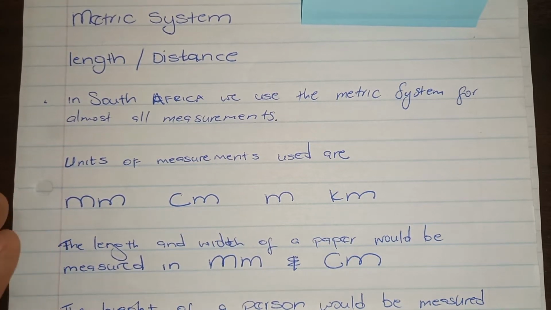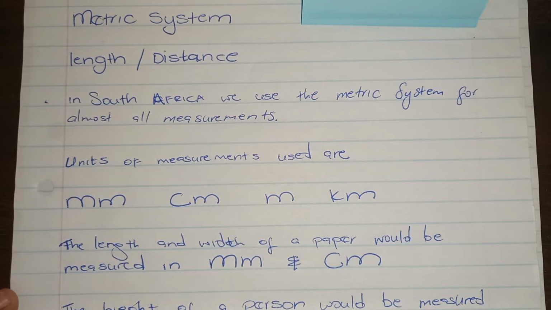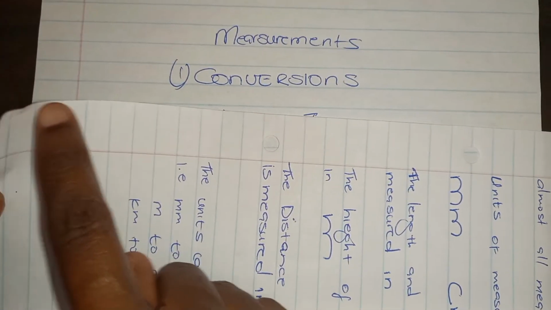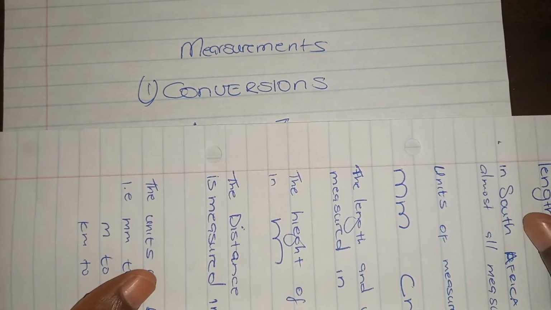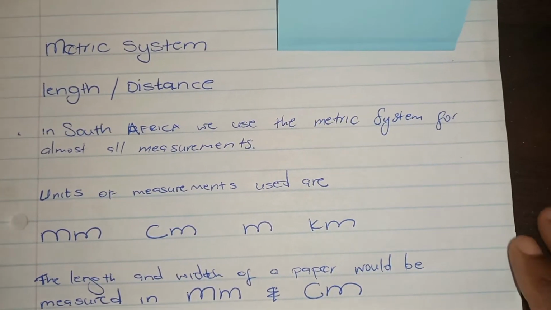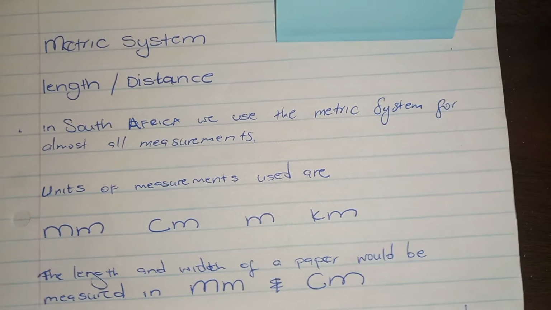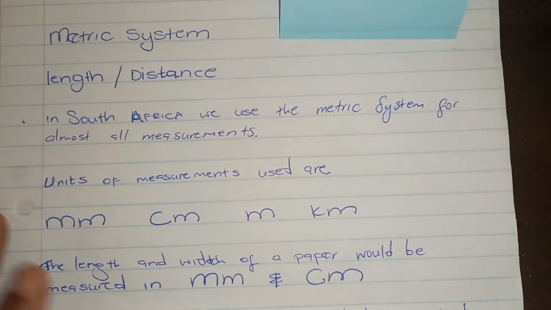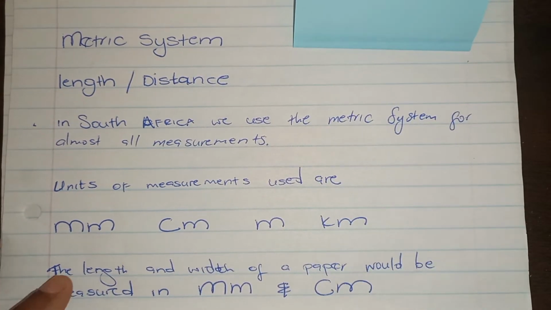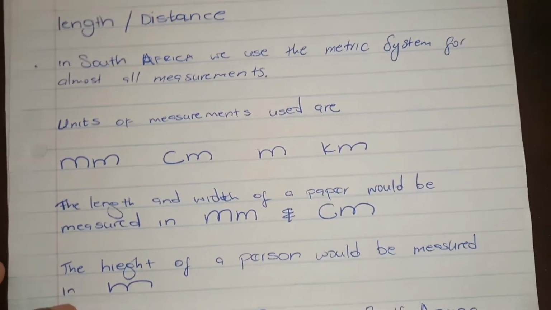So the length and width of a paper would be measured in millimeters and centimeters. For example, this paper, if we were to measure the length from here to there, which is the distance from this corner to this corner here, we would use millimeters or centimeters because this is a small distance, right? But if we were to measure a dress, for example, if we're cutting a dress, then we would use meters because we would use a much longer distance for fabric, and therefore we would use meters, right?